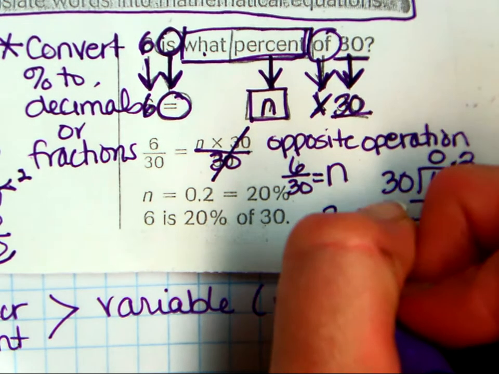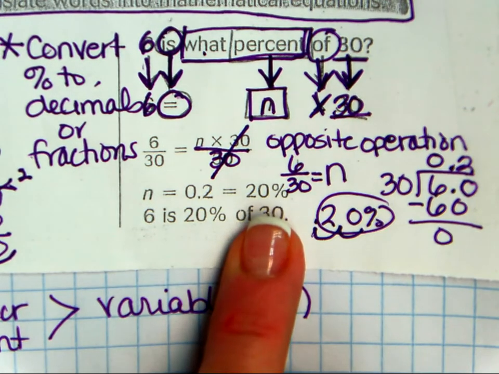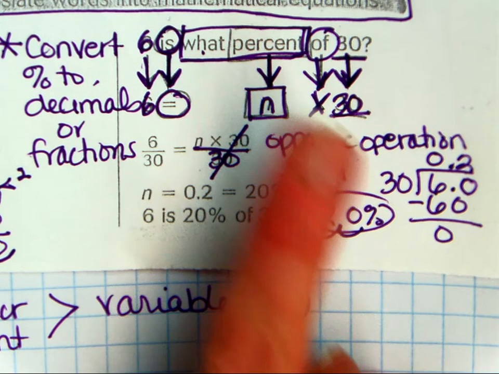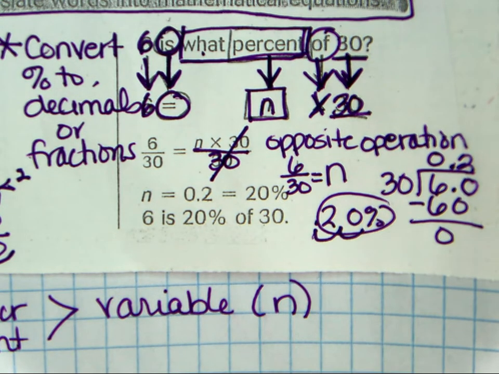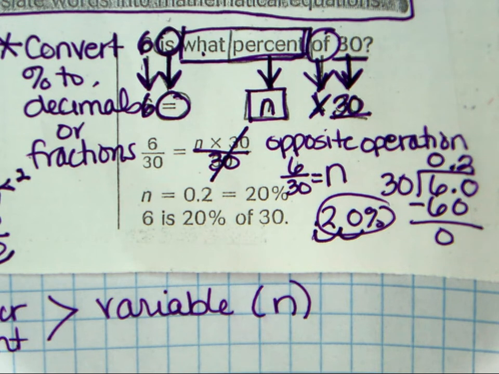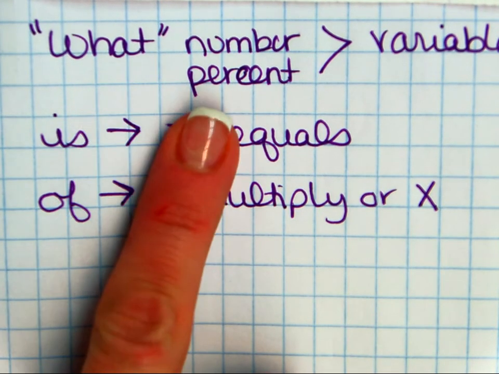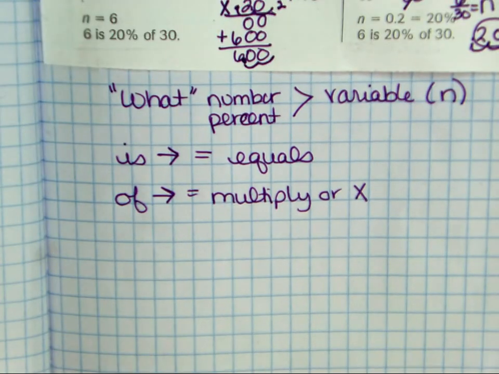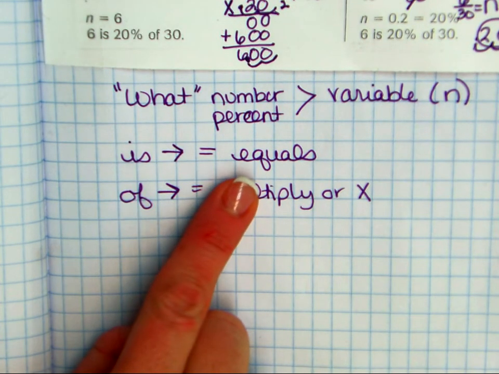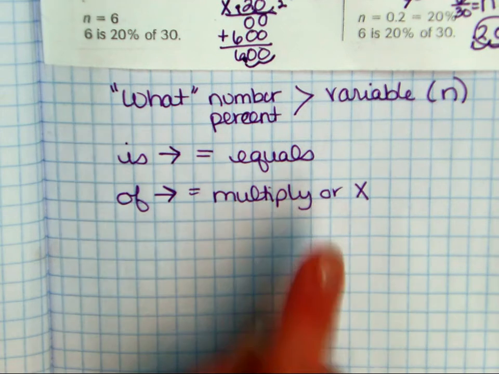And if we take 2/10 and we convert that to a percentage, we go once, twice, and we end up with 20%. So it equals 20%. And looking back at our equation up here, 6 is 20% of 30. Okay, so now let's just review. Anytime we see what number or what percent, we're talking about a variable. And it's going to be represented by a letter such as N, T, R, V, anything like that. When we see the word is, we're talking about equal or it equals. When we see of, it refers to multiply or times.